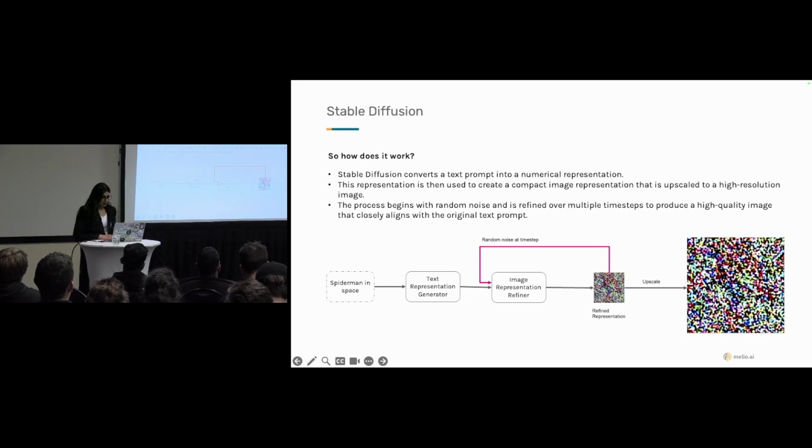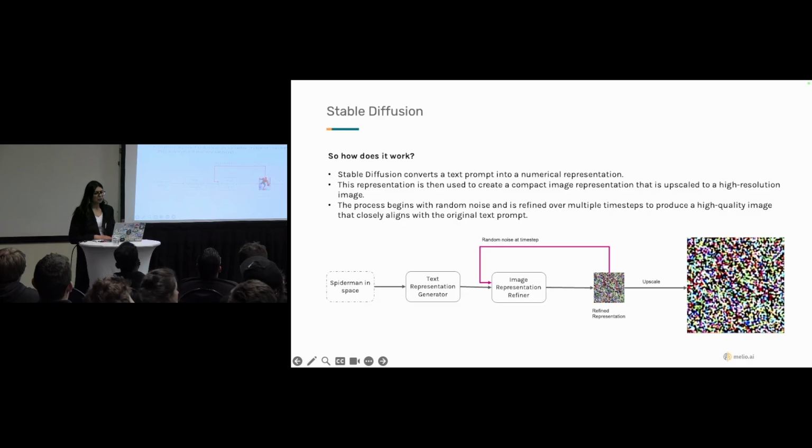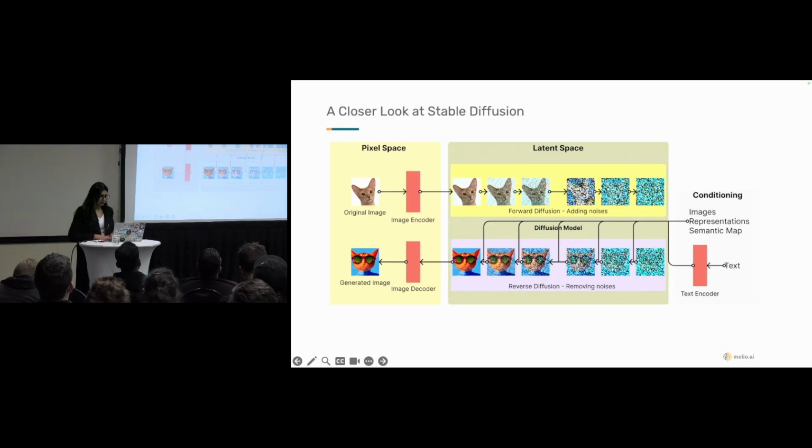The entire process starts with random noise, and it's refined over multiple time steps, as you'll notice with the pink looping arrow. And this results in a high-quality image that closely aligns with the original text prompt. Now, for the next slide, we want to zoom in a little further into the actual diffusion process and understand how Stable Diffusion derived its name. Okay, now in this diagram, there's a lot of information that's happening. So we're going to break it down into the key focus areas throughout these slides.